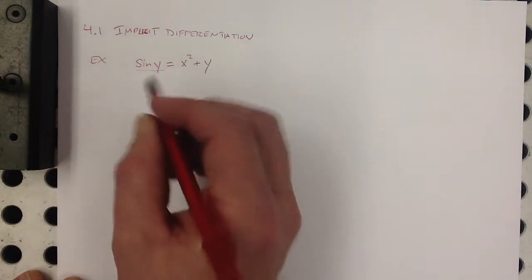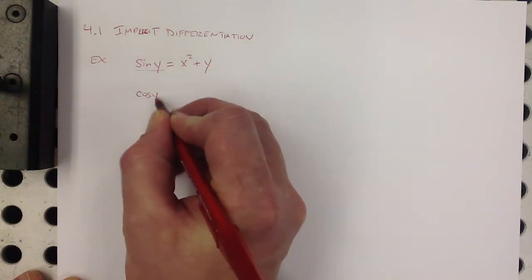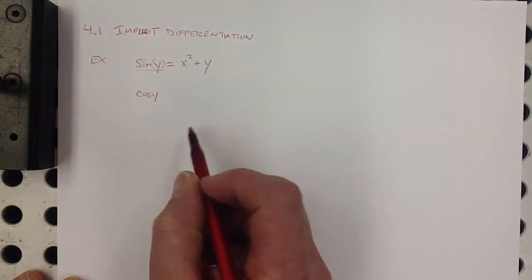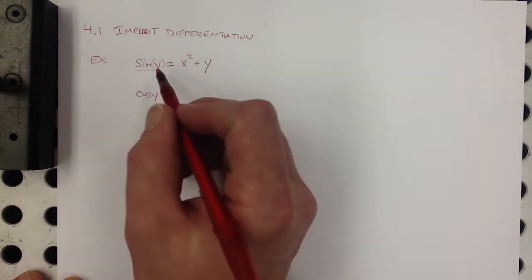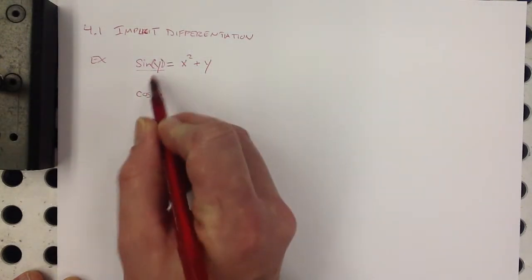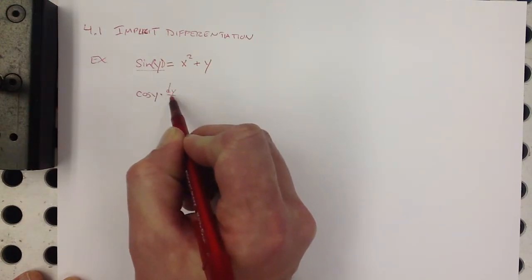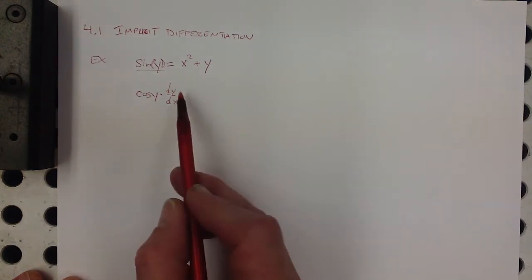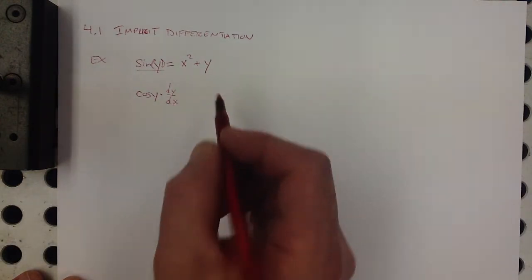So what's the derivative of sine y? It's cosine y. But y wasn't the variable of choice here. x is the variable of choice. So every time you hit a y here, just like in related rates, a dy dx is going to pop out, just like a dy dt would have popped out in related rates problems. But notice that it's dy dx, not dy dt.